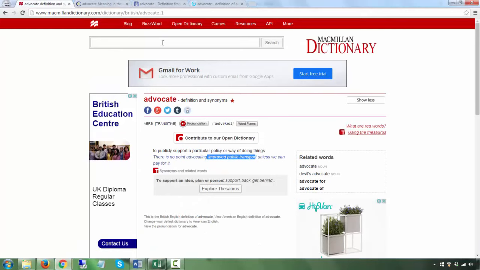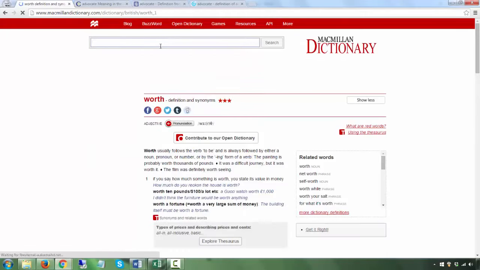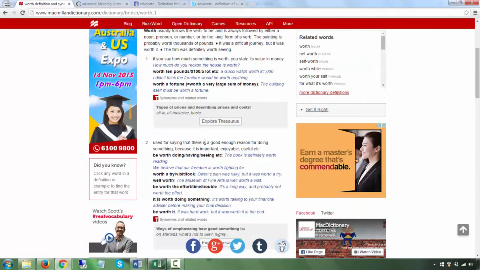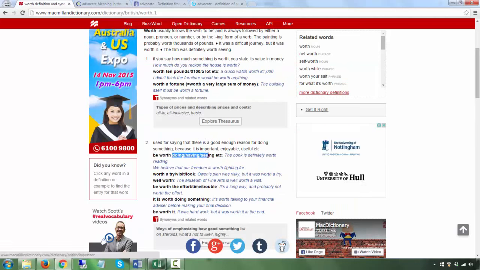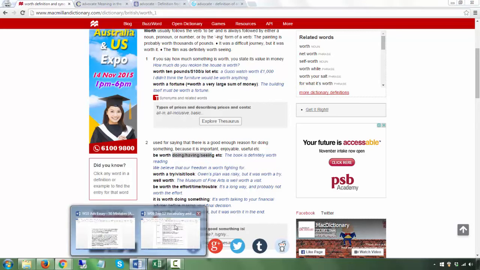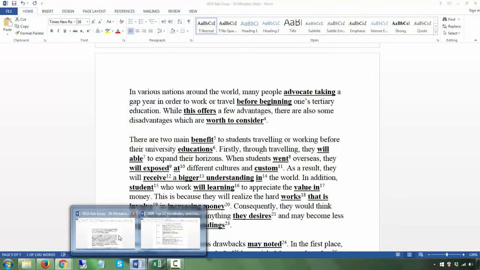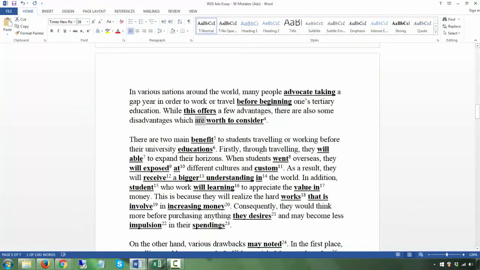So let's go to "worth". What is the pattern? Do you say "it is worth to do something"? Okay, let's make sure you use it as an adjective here. Okay, it's worth verb ing. All right, so it's worth doing, verb ing. So the pattern here is adjective plus the verb in the ing form. So, worth considering. All right, okay, let's go to the second paragraph.